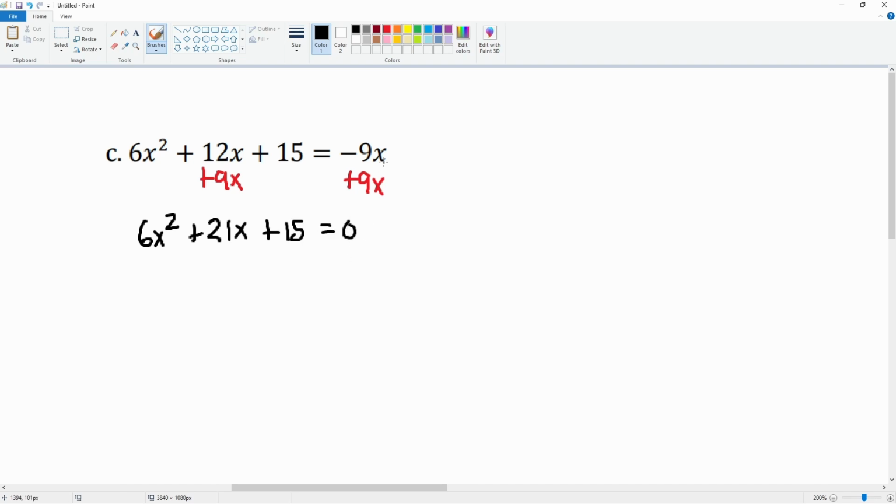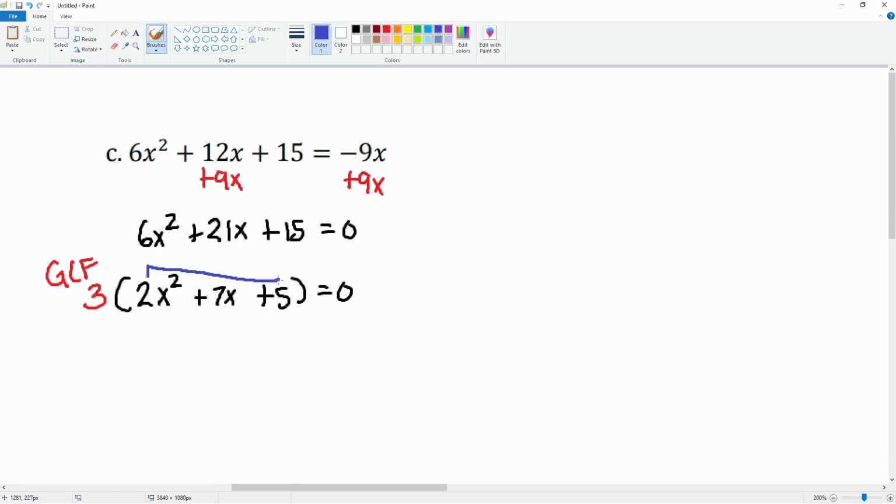Can we factor it? We can try to factor it, but we should always look for a GCF first. 6, 21, and 15 look like they have a GCF of 3. Okay? And let's see what is left over once we pull out that GCF of 3. 2x squared plus 7x plus 5 equals 0. If you do not pull out the GCF, you're still going to get the same answer. It's just the numbers are bigger.